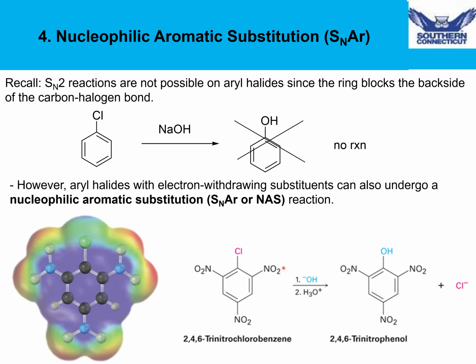However, if you put enough electron withdrawing groups on the ring, for example, several nitro groups, that activates that carbon to do another type of substitution reaction called nucleophilic aromatic substitution. This is a reaction that occurs through a different mechanism, and it does not involve backside attack of the carbon to halogen bond. A hydroxide ion, for example, can replace the halogen through a nucleophilic aromatic substitution, again, if we have several electron withdrawing groups on the ring.